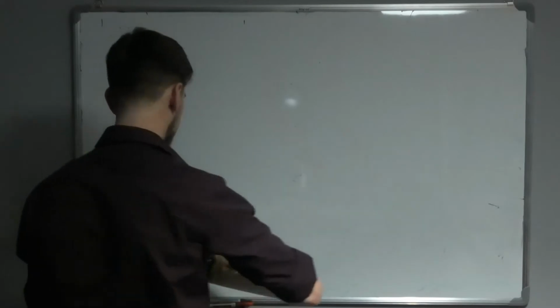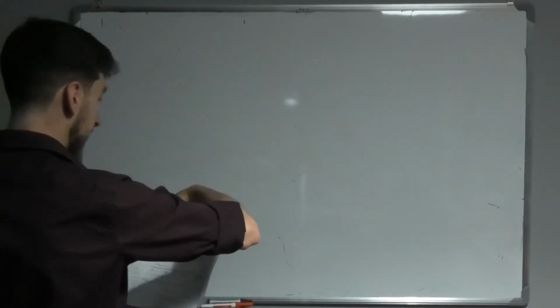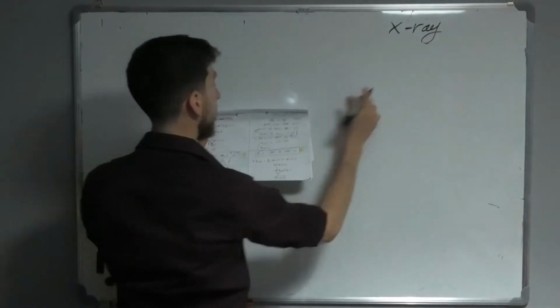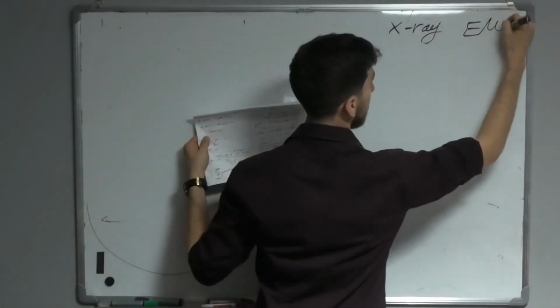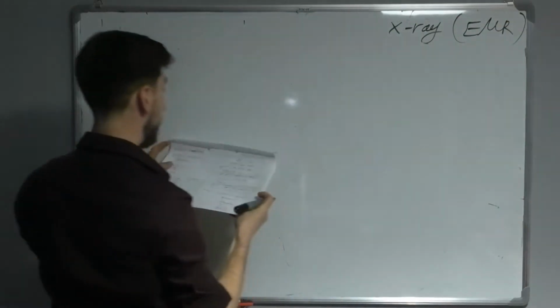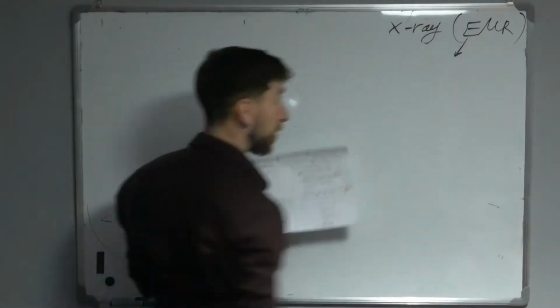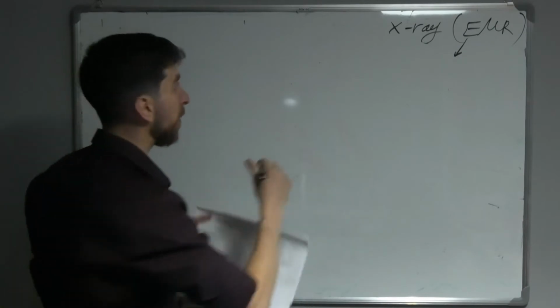So let's draw the idea. Let's start all over again. X-ray emits EMR. That's what I want you to know. And what is actually EMR? It's electromagnetic radiation. Let's talk about the electric.